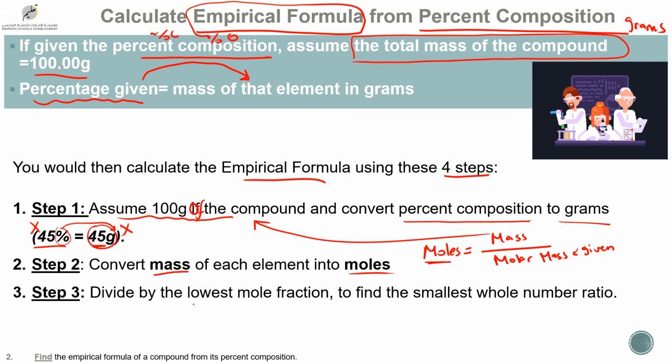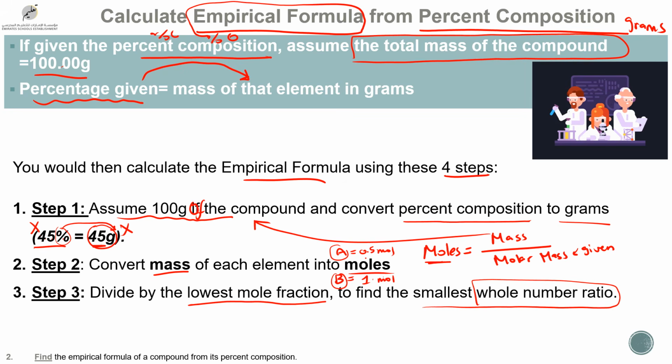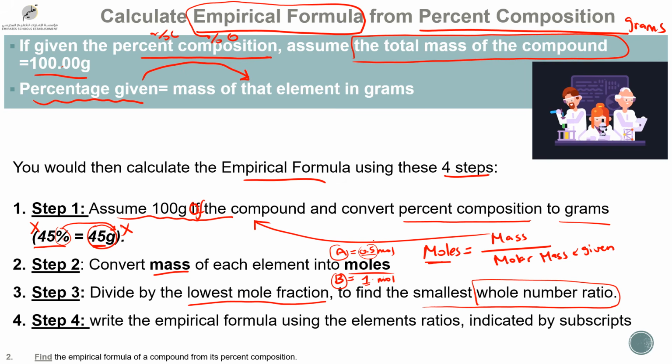Now step 3, divide by the lowest mole fraction to find the smallest whole number ratio. So in here, for example, you might have 2 elements, element A and element B. Here the moles is 0.5 mole, here the moles is 1 mole. So what you need to do is divide A and B by the lowest number. Which one is smaller, 0.5 or 1? 0.5, yeah? So you divide everything by that.